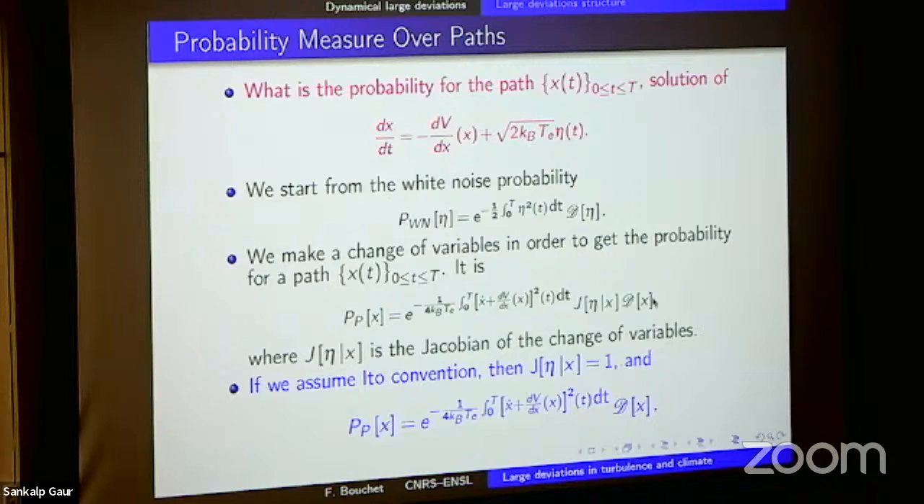And then here eta is just x dot plus dV over dx up to this factor. And so that's why you have here x dot plus dV over dx to the square. And that's why you have a single time integral because it was white in time. And then here you have a Jacobian for this change of variable. But this Jacobian, as I told before, we don't care about it, but it depends on the convention we use for discretization. And if we use the Ito convention, it is just 1. And then it gives us the probability to see the path x with this very simple formula.